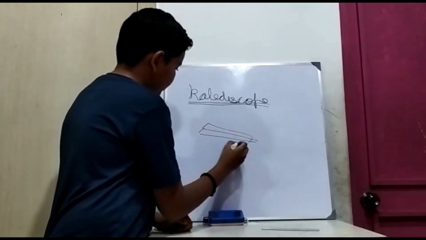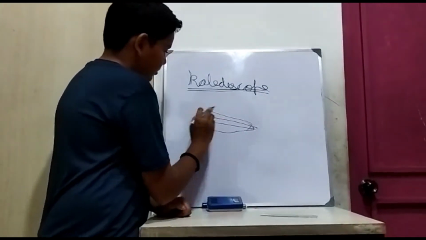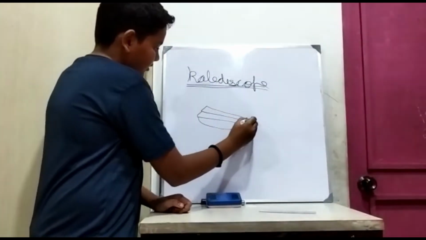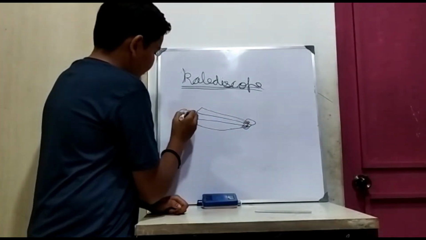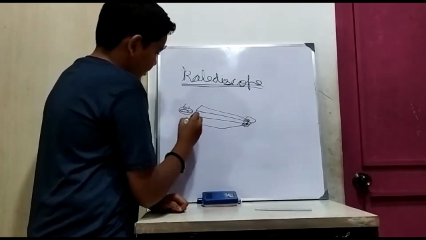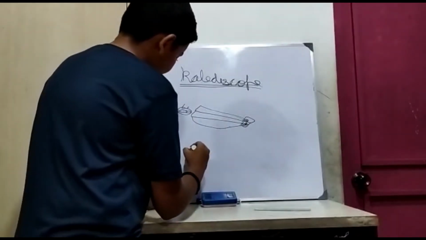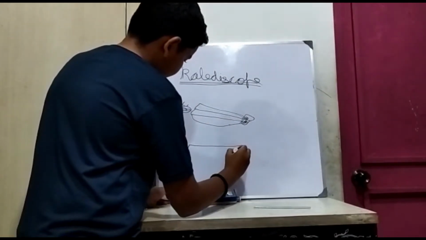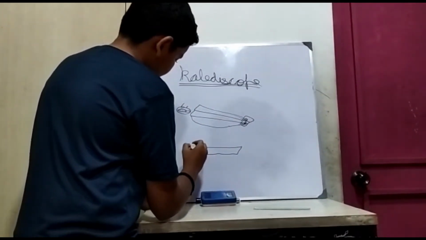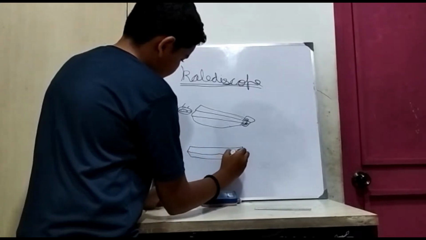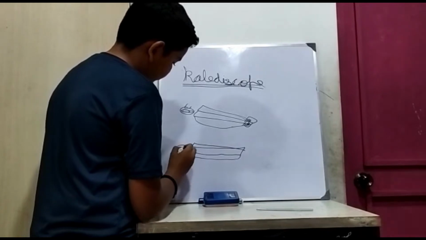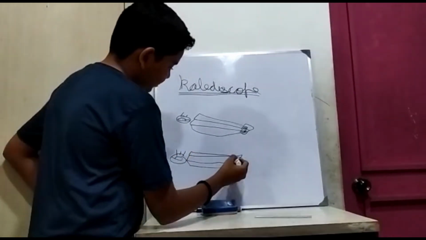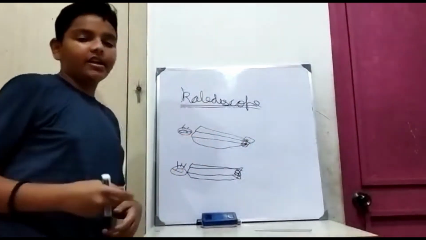three pane mirrors. So this is the interior part. Here they keep the beads. This is just a rough diagram, and the person sees with his eye, and he sees this. Now I'll draw it perfectly. This is how it looks. It looks like a triangle. So he sees the beads. As he moves, he gets new patterns.